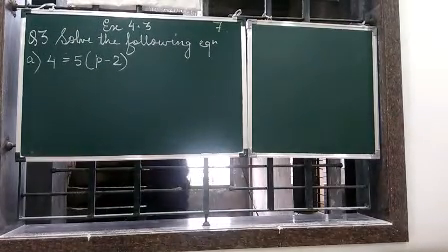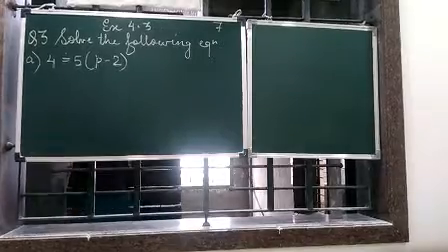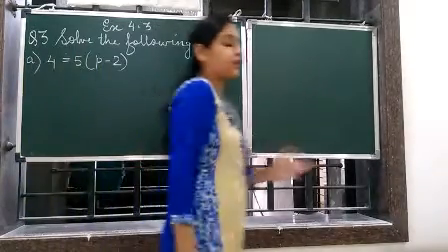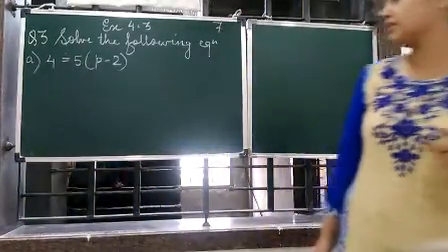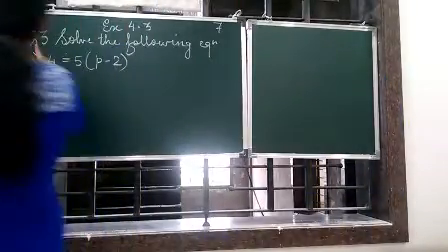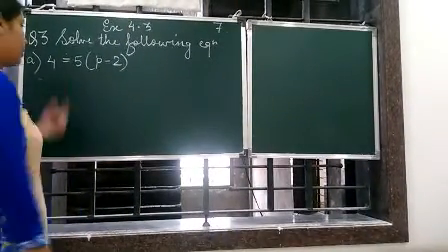Starting with exercise 4.3, question number 3, children. This is class 7. Yesterday current went off, so we were not able to complete this exercise. We are going to do it now. So question number 3 says solve the following equations.